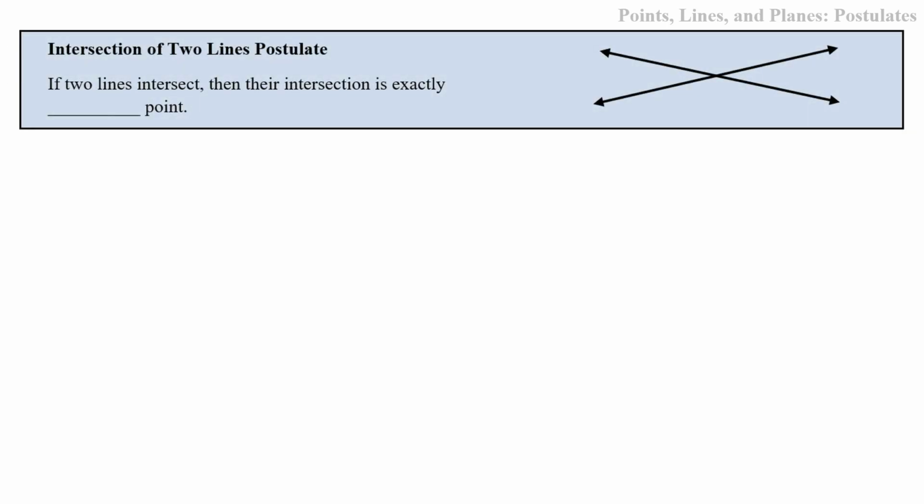And these next 2 postulates have to do with intersection. So the first postulate here is going to be called the intersection of 2 lines postulate. And it says if 2 lines intersect, then their intersection is exactly blank. But before I tell you this, let's just go ahead and look at the picture.